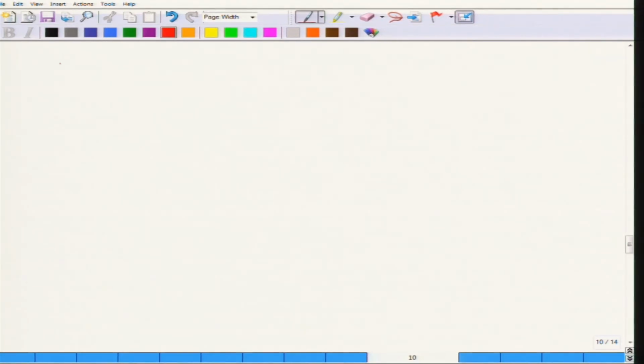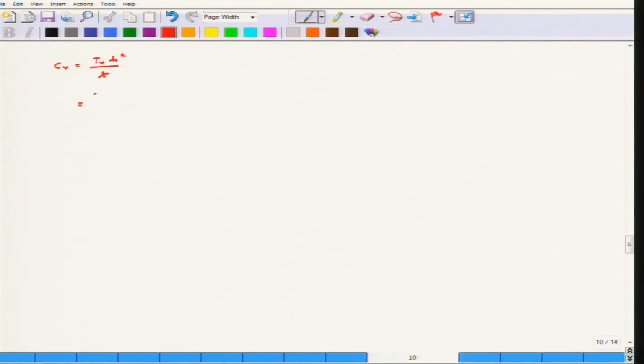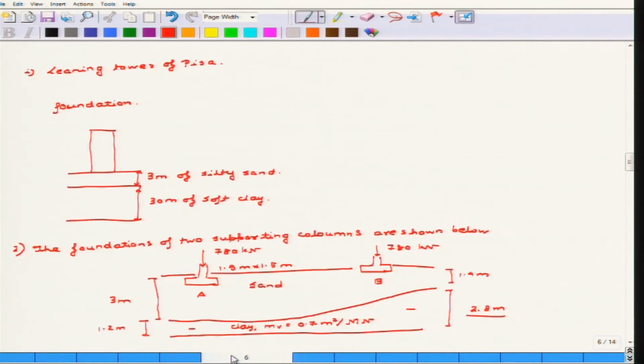Now from Tv we will calculate the coefficient of consolidation. So Tv into H squared by t, the formula for the coefficient of consolidation. So Tv, as we all know, we have found it out to be 0.037 into H squared by t. Now let us look at the soil profile before we find out the H squared.